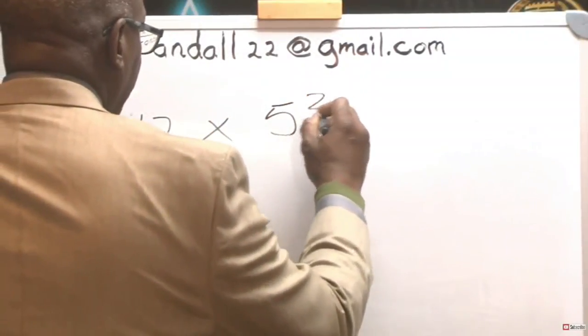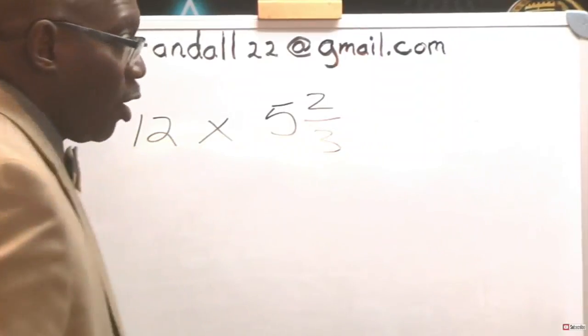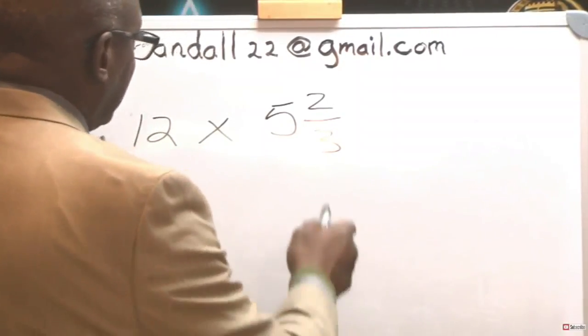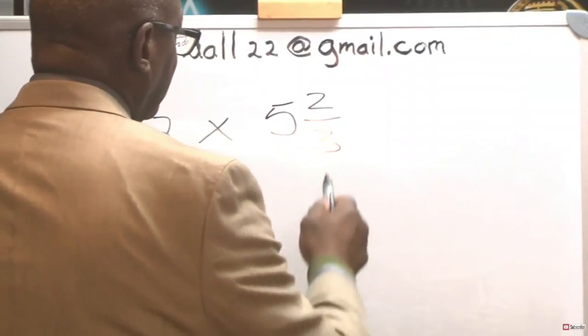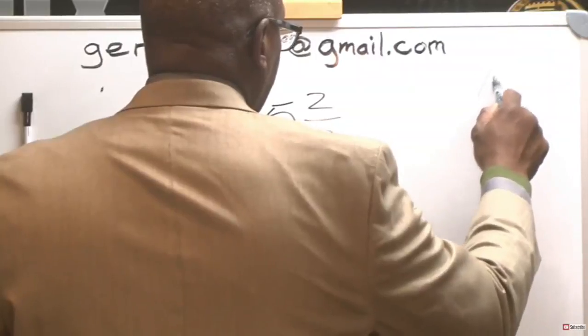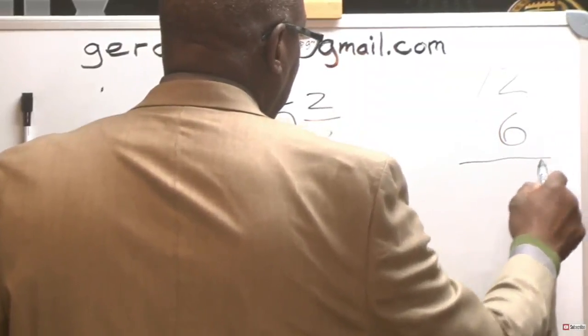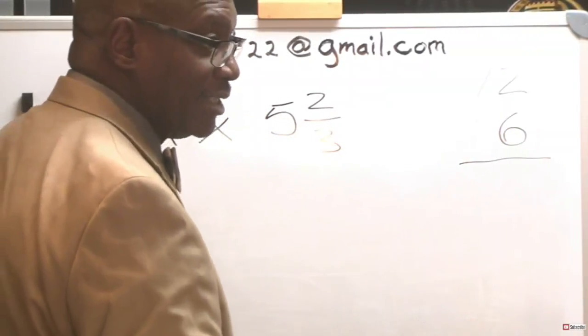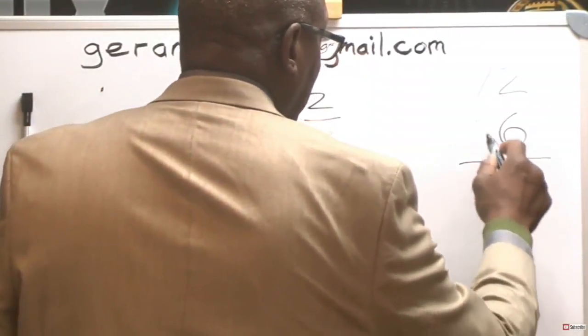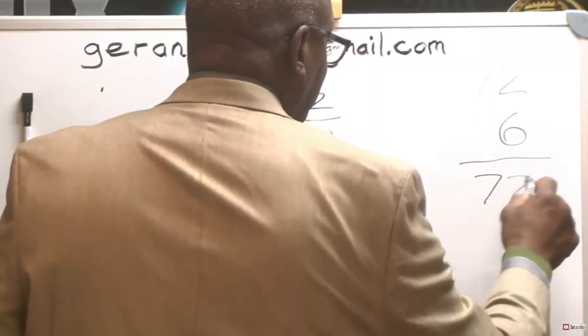5 2/3. Now, always we're going to do an estimate, okay? We're going to do an estimate, and this 5 2/3 is close to 6. And we're going to make how many? 12. And what do we know? Our basic facts indicate that 6 times 12 is 72 feet.